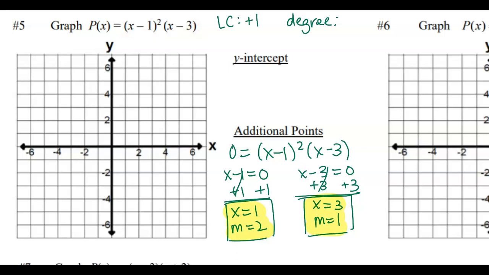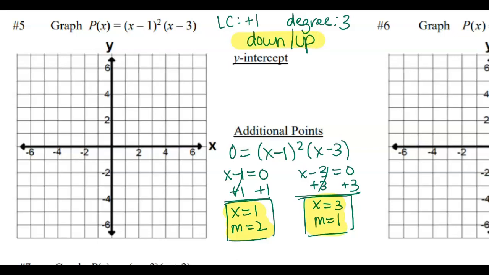Look back on the other page, Edgar, and tell me what's the end behavior going to look like. Is it up, up, down, up? How's it going to look? I'll wait for you. You have a positive leading coefficient and an odd degree. Down, up. So I'm going to highlight that, down, up.